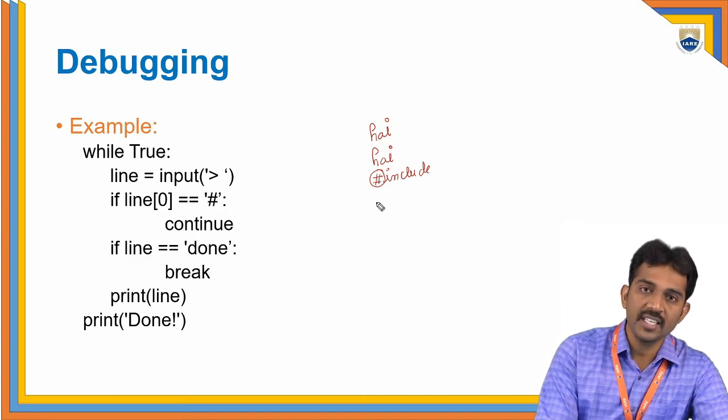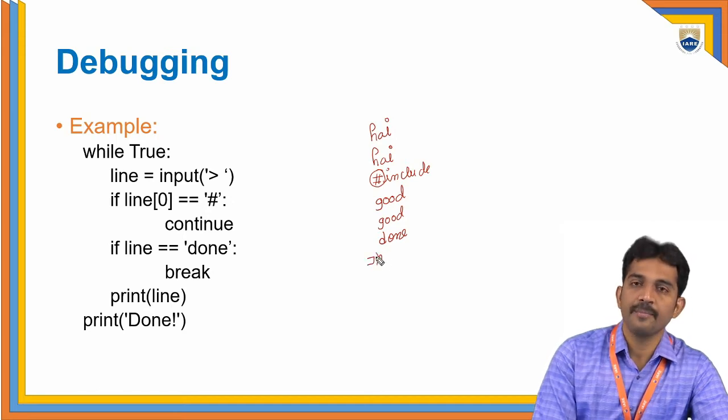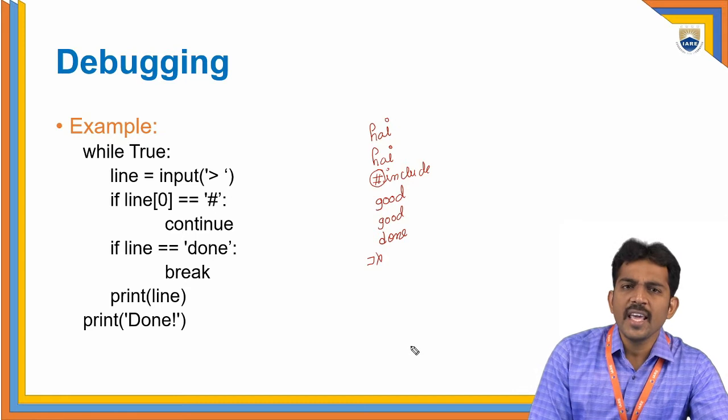Suppose you enter the string good, then it simply comes to here, and line of done is not required, so it prints good. For example, if you enter done, it doesn't even print done, so from here it needs to break and close the program. But what is the error in this program?